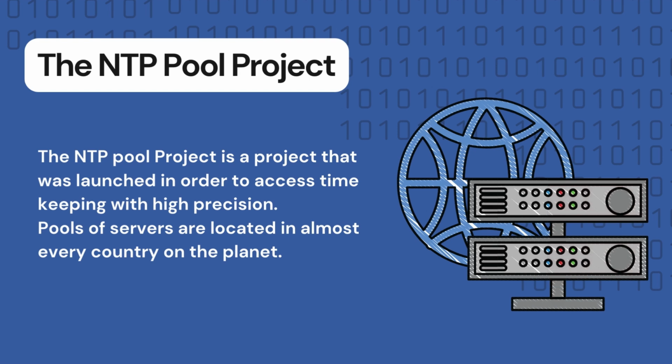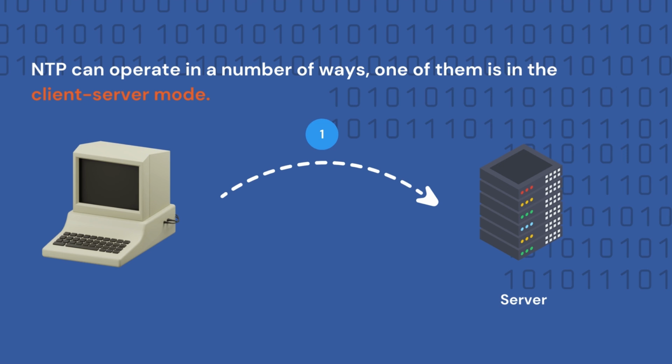NTP can operate in a number of ways. However, the most common configuration is to operate in client-server mode. The fundamental operating principle is as follows. The client device, which in our case is the ESP32, will connect to the NTP server. And the one that we will be using is the pool.ntp.org, or more specifically, the asia.pool.ntp.org. Then the client will send a request packet to the NTP server requesting time.